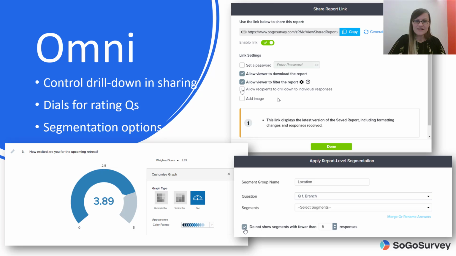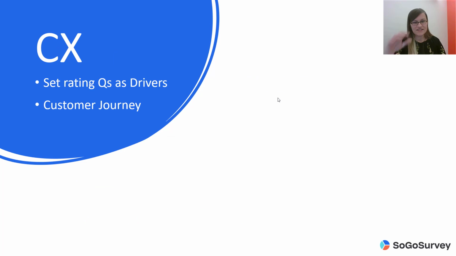So again, some more options here coming with segmentation, with variables just around the corner, but very excited to see so many options coming in to Omni. All right, and the last section here, all of these items are related to CX. So really just 2 big items.